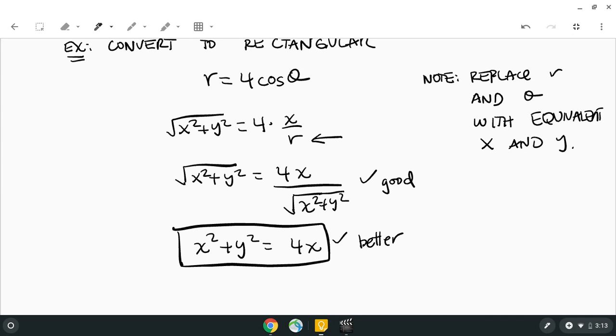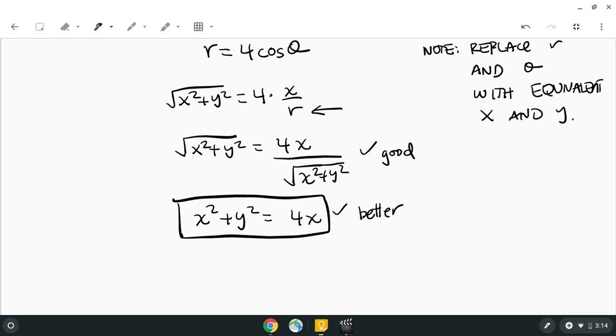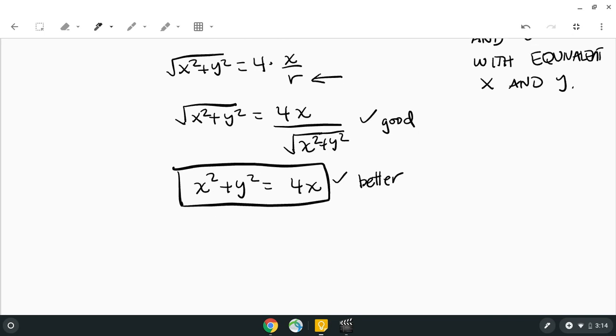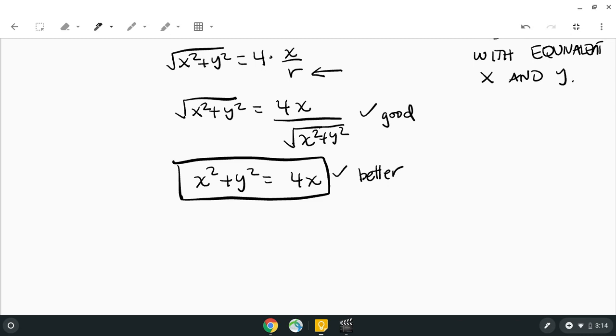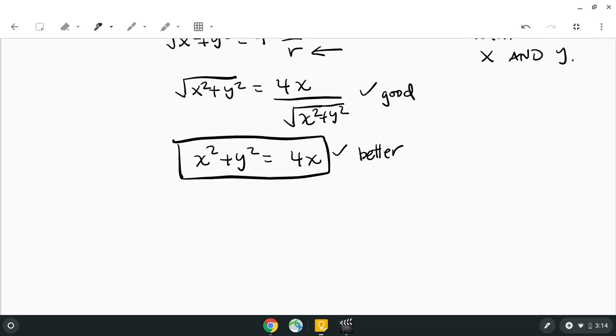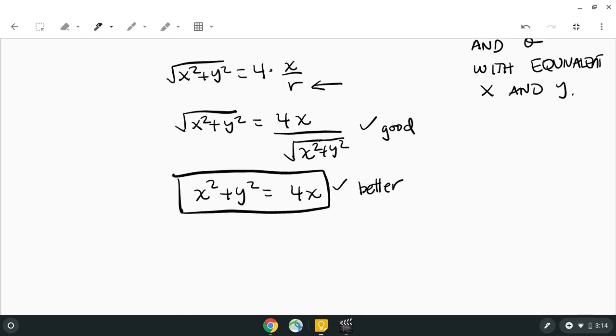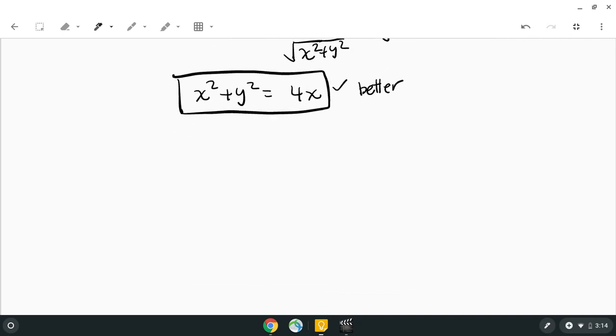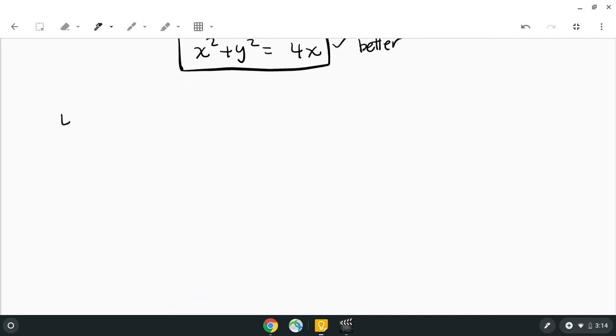All right. Let's see. Let's do this one. Okay, so this one here, r equals 4 cosine theta. Let's do another one. Let's do one more. Let's do an equation.